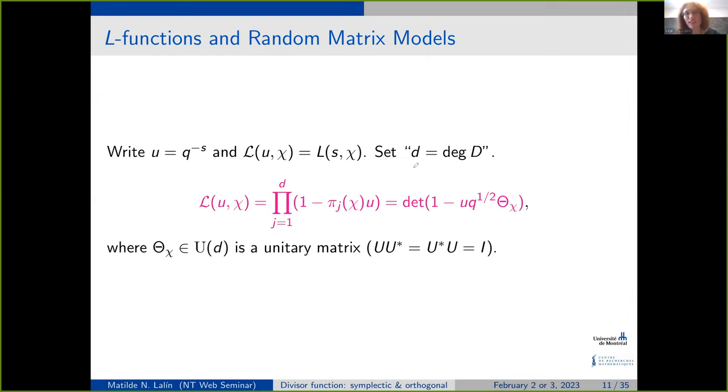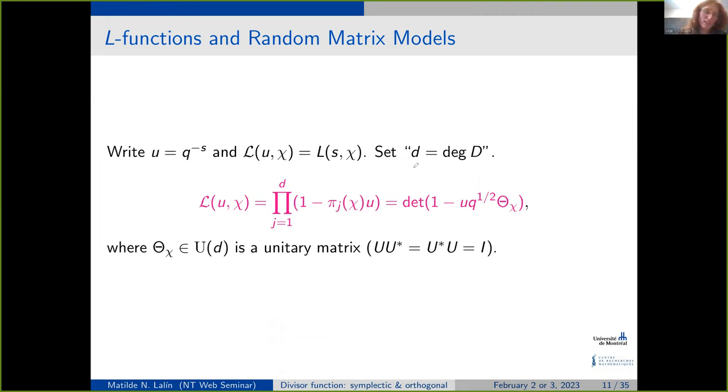I'm not being precise here, but if you want a more concrete example, take a quadratic character, like the ones I'm going to use in my results. To be concrete, we take D to be a polynomial of degree 2g plus 1, and then the L function will have degree 2g. And g will correspond to the genus of the hyperelliptic curve defined by y squared equals D.